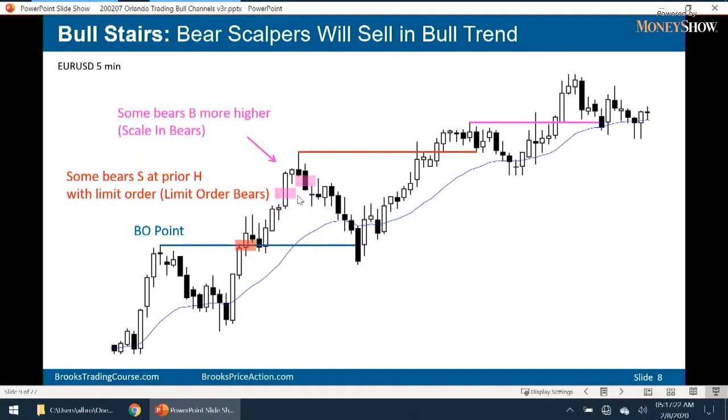For example, this is the euro versus the dollar, they might sell more 10 or 20 pips higher. If this is a daily chart, they might sell more 50 or 100 pips higher, confident that there's going to be a pullback and it will fall below the breakout point, and that will allow them to get out break even on their first sell and with a profit on their higher sell.